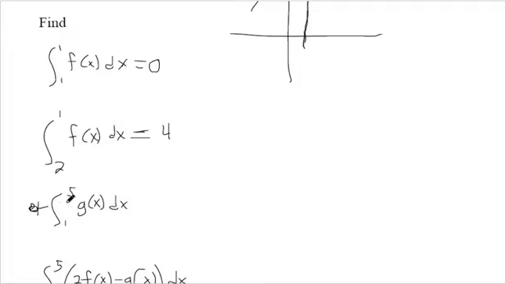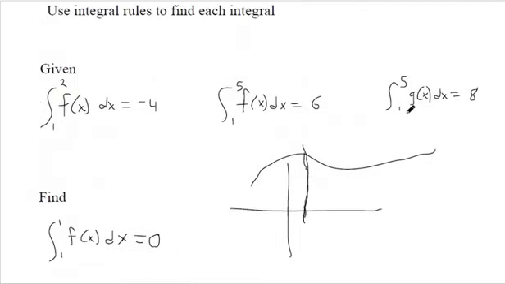Oops, sorry, this is supposed to be inside. I jumped ahead. Okay, so if you're asked to find the integral from 1 to 5 of 4 times g of x, you might say, well, I've got 1 to 5 of just g of x. That equals 8, but I don't know what to do with the 4.